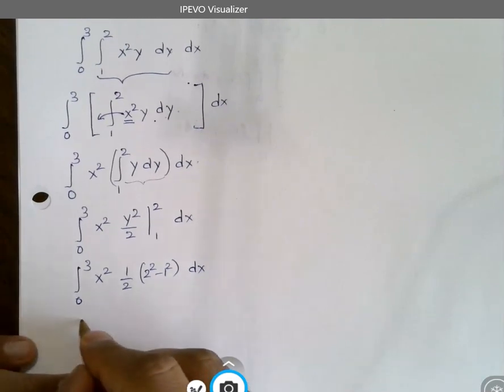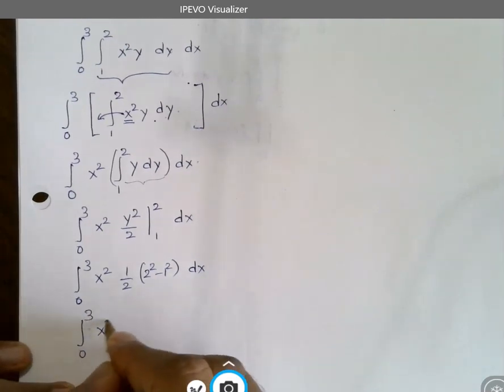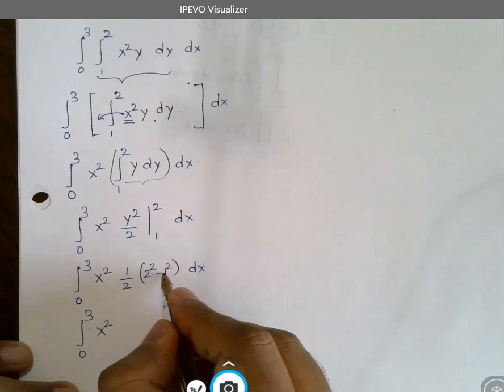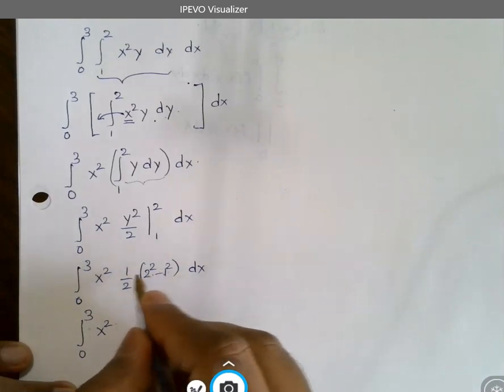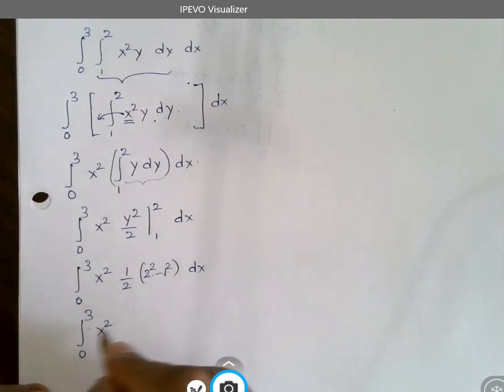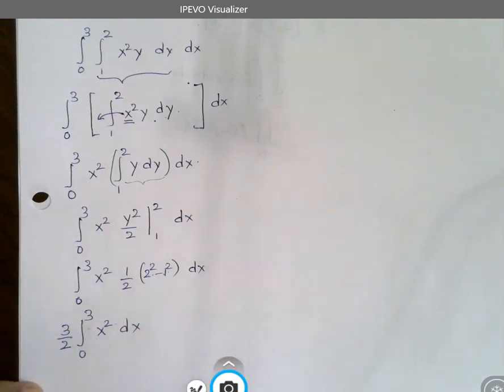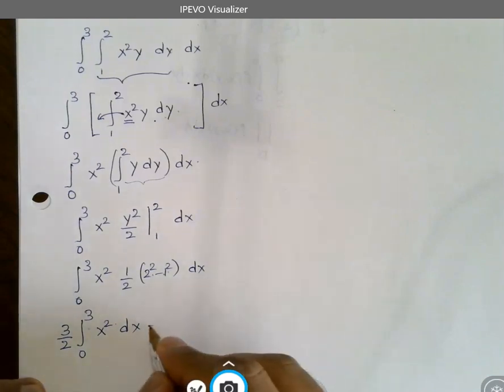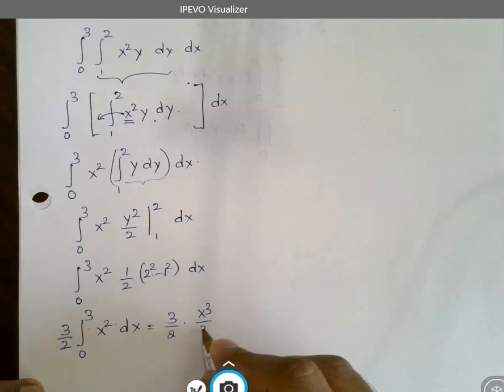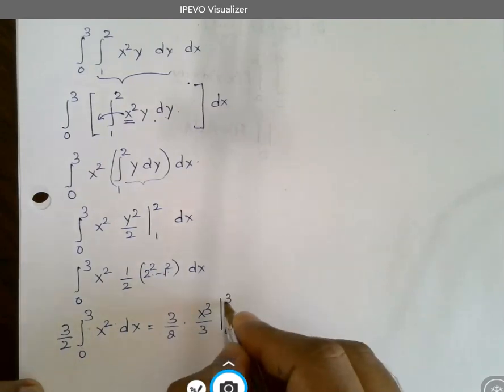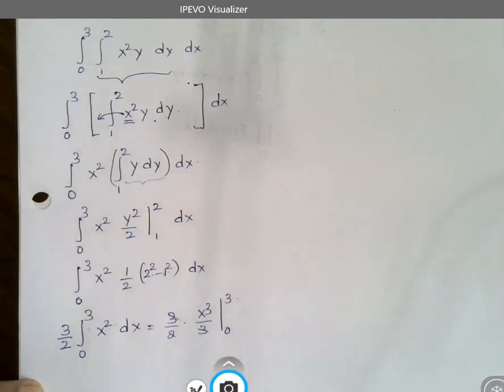So that would give you the integral from 0 to 3 of x squared, and 2 squared is 4, 1 squared is 1, so 4 minus 1 is 3, so you get 3 over 2. And 3 over 2 is a constant, so that steps out, so you get 3 over 2 times x squared dx. Upon integrating, you get 3 over 2 times, using the power rule, x cubed over 3, and the limits of integration are 0 to 3. Now you can see 3 and 3 get cancelled out, so that means you are left with 1/2 x cubed, where your limits of integration are from 0 to 3.